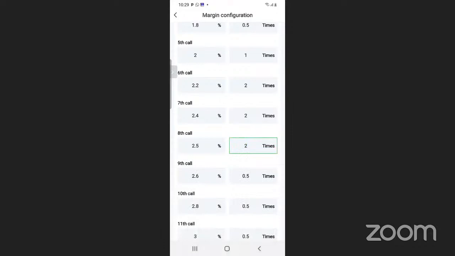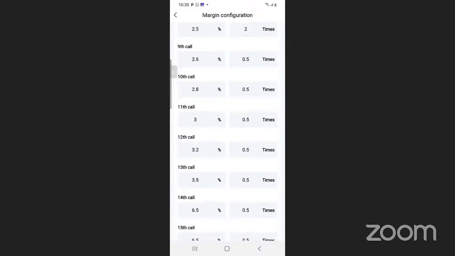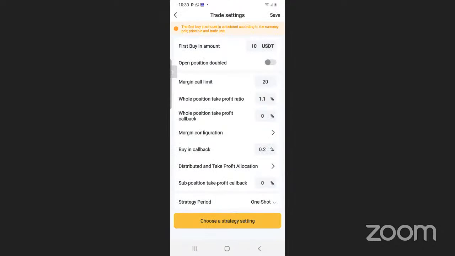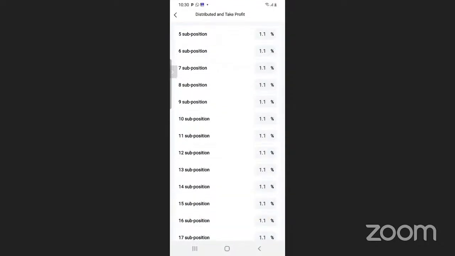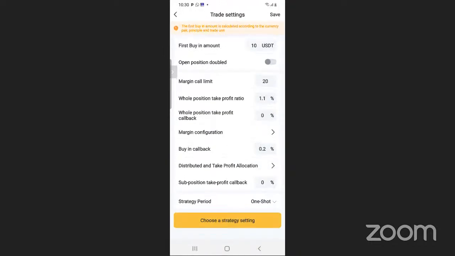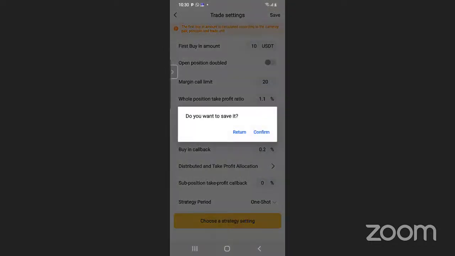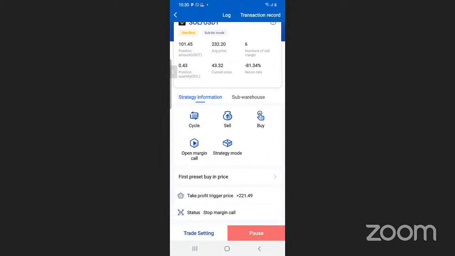No, it is okay. Now you confirm. You confirm. And then, before you save, you go to the distributed and take profit allocation. Tap on the distributed and take profit allocation. I think the setting is okay. 1.1, not bad. You can also confirm that and go back. That's a good percentage. And then confirm. All right. Then you open your margin call.